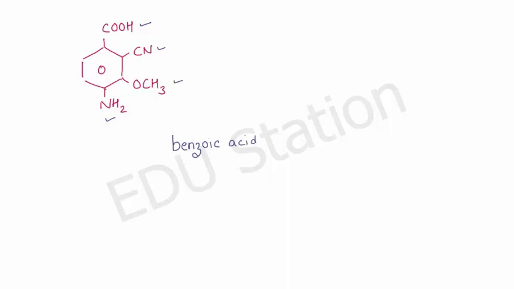Now acid is attached to a carbon, it becomes 1, 2, 3, 4. We are going clockwise so as to give them the lowest numbers. For CN, it is cyano, OCH3 methoxy, NH2 amino. So it will be 4-amino-2-cyano-3-methoxy benzoic acid. I hope this name is clear to you.